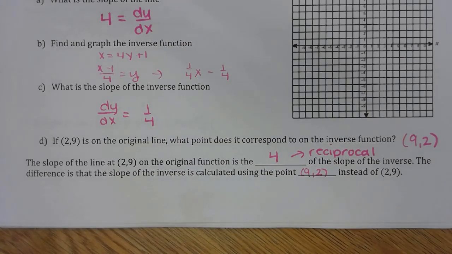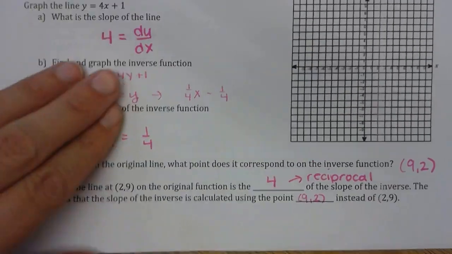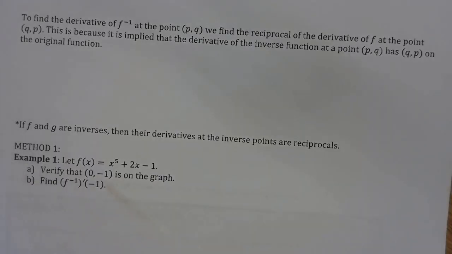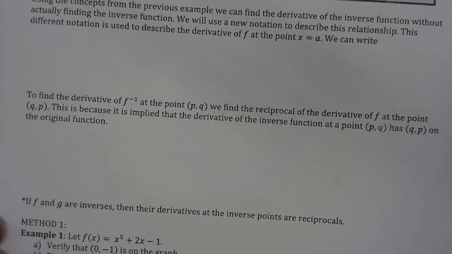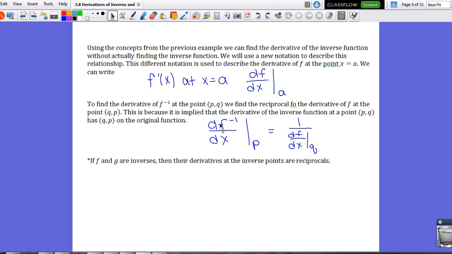I wanted you to see how they relate so that when I give you the definition on this next page, it kind of makes sense why it is the definition on the next page. Does that make sense? So using the components from the previous example, we can find the derivative of an inverse function without actually ever having to find the inverse. In calculus, we have a formula where we can find the derivative of the inverse without actually ever having to find the inverse.